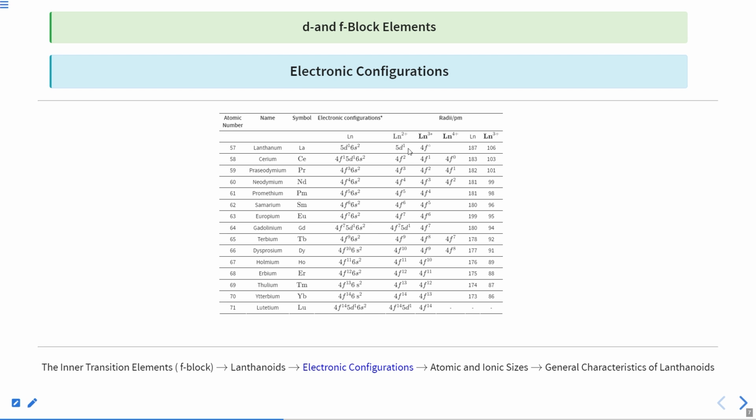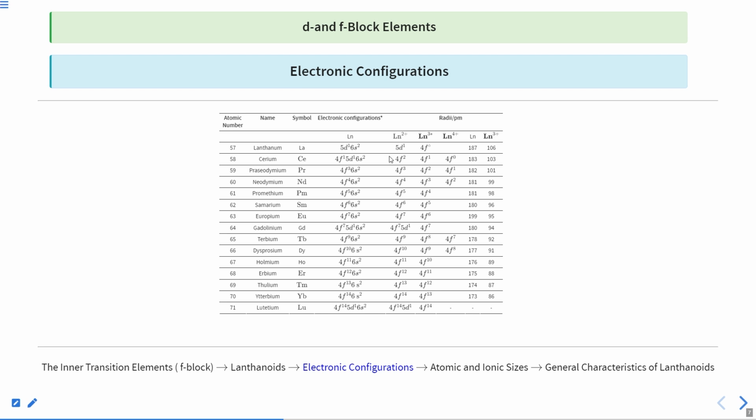Here also in the lanthanide 2 plus, you can see there is one exception, that it should have been 4f1 5d1, but instead it is 4f2. Clear? Okay. So this is all about the electronic configuration and atomic and ionic radii. So if I just conclude this, these two are the exceptions in the lanthanides.